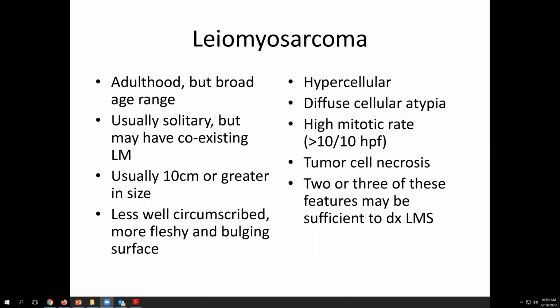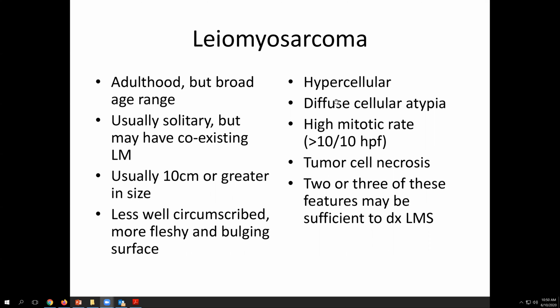So leiomyosarcoma. This is the entity we don't want to miss. It typically presents in adulthood. It's usually solitary, but can occur in settings where other leiomyomata are present. Usually of large enough size that it stands out, 10 centimeters or greater, but obviously smaller, earlier lesions can be seen. And it's not usually well circumscribed. There's usually some sort of a bulging or interface that looks infiltrative.